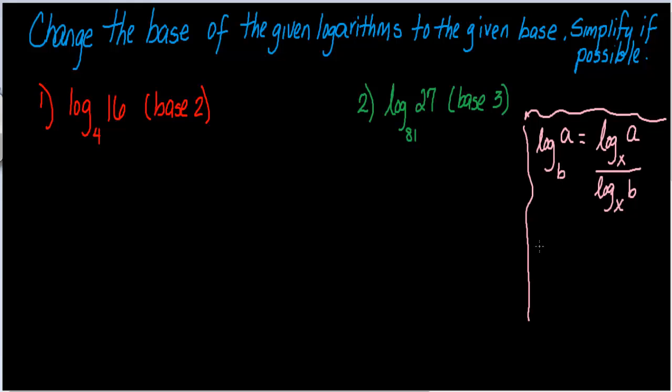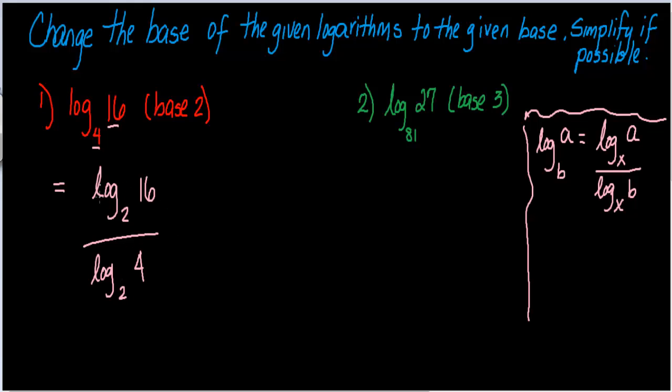So for example, I'm going to give you this example. If I want to change this log to a base 2, this is what you do. You would write log of the base 2 over log of base 2, and then the argument in this numerator would be the argument of the original log, and the argument in the denominator would be your base of the original log. And this is how your formula would look. Okay?